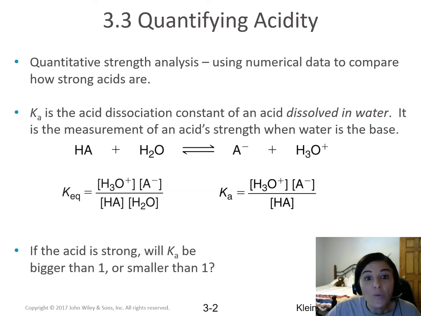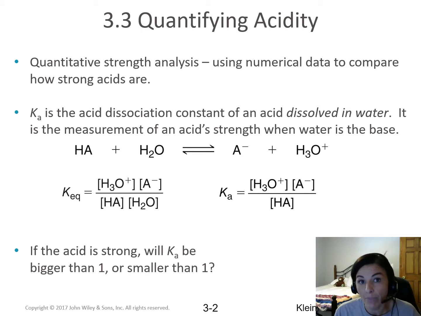So the first way that we will discuss is the quantitative method for determining an acid's strength. This uses numerical data to compare how strong acids are, okay? The Ka is the acid dissociation constant of an acid when it is dissolved in water. It is the measurement of an acid's strength, or how much is dissociated when water is the base.